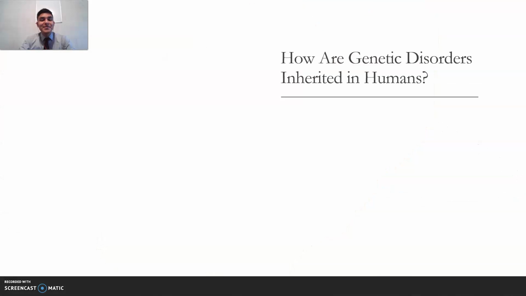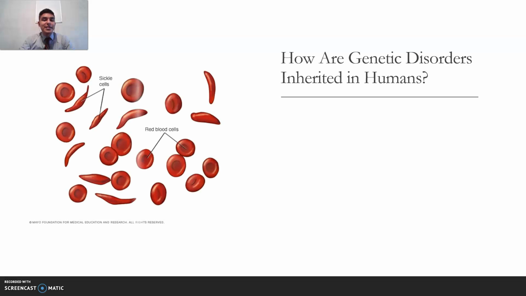Something interesting, right? So how are genetic disorders inherited in humans? And here we have a very interesting picture of some blood cells. We have red blood cells and sickle cells. So how do humans inherit something like this?